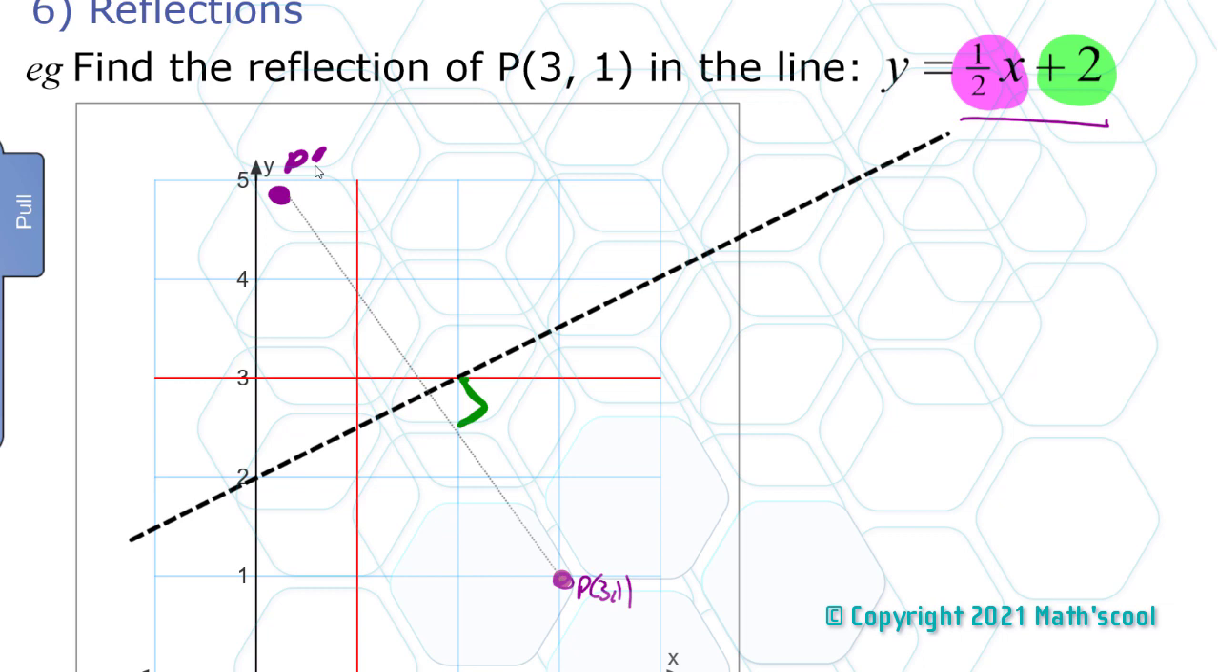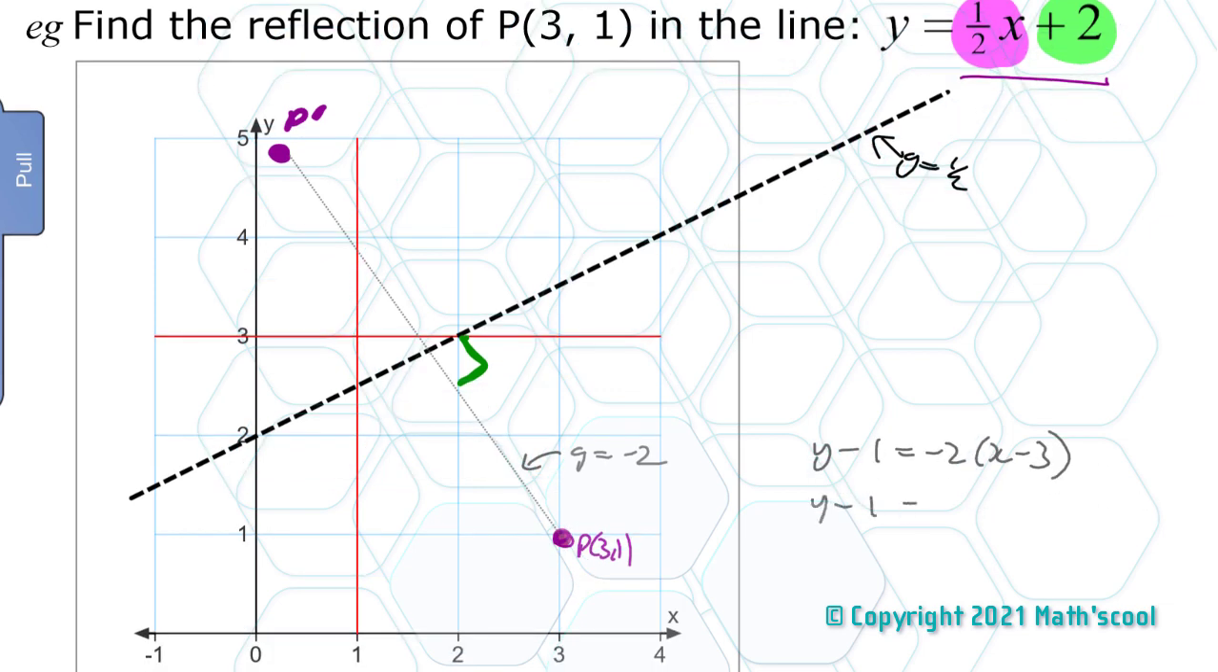Okay, here's what I'm going to do. I know the gradient of this line is a half. So that tells me the gradient of this line is the negative reciprocal, -2. So I can find the equation of this line. So y minus 1 equals -2 times (x minus 3), and so y minus 1 equals 6 minus 2x. 2x plus y equals 7. Now I can do simultaneous equations and find this point here where they meet.